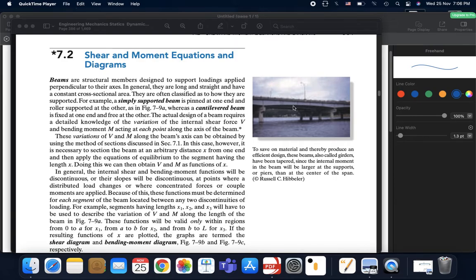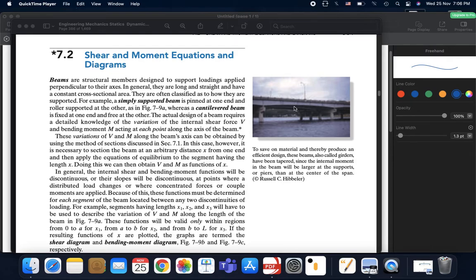So we need to find these equations, V related to x, as well as M related to x, along the whole length of the beam. So now we don't only find one value for V, we find infinite values for shear force V and bending moment.